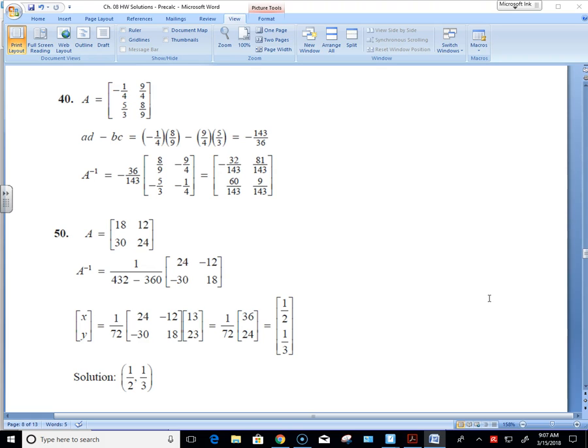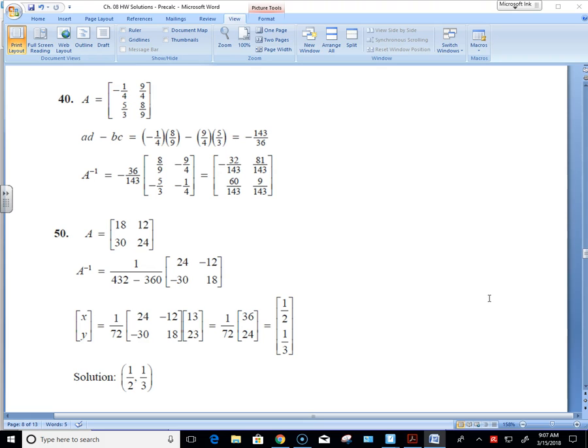Number 40, it was just determinant. Main minus opposite. Your final answer would have been negative 143 over 36. And once you found the determinant, you could have plugged into your formula. 1 over the determinant would have flipped it, and when you would have gone ahead and multiplied, it would have been nasty, but you would have had the proper inverse, which is right there.